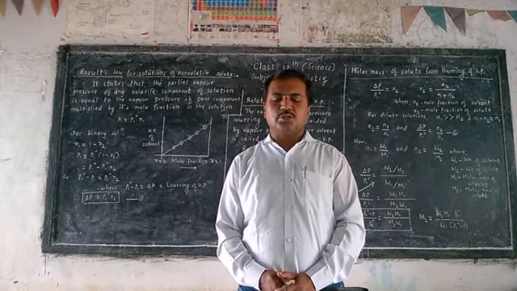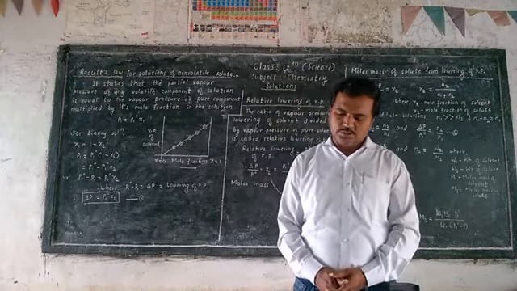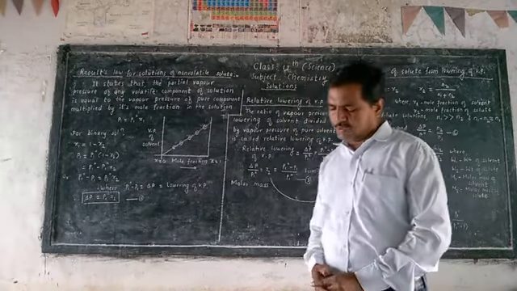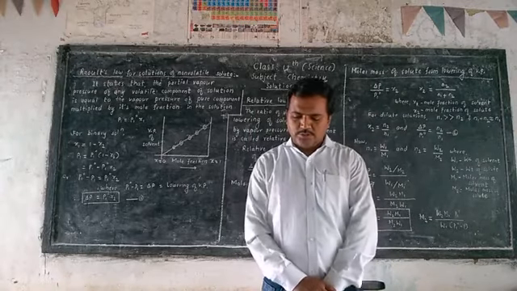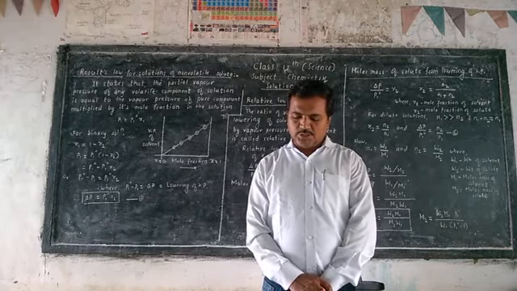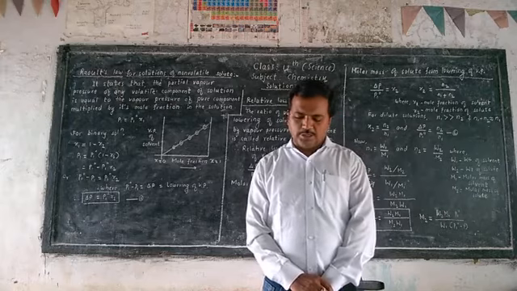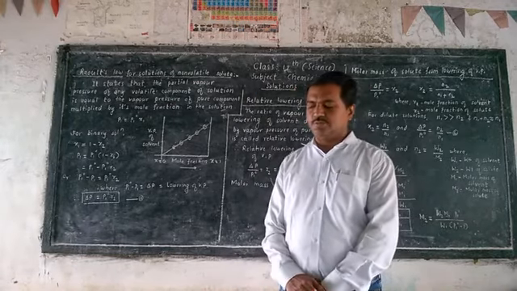So colligative properties are the properties of a solution that depend upon the number of solute particles present in the solution and not the nature. Then, lowering of vapor pressure: when a liquid in a closed container is in equilibrium with its vapor, the pressure exerted by the vapors on the liquid is called its vapor pressure.